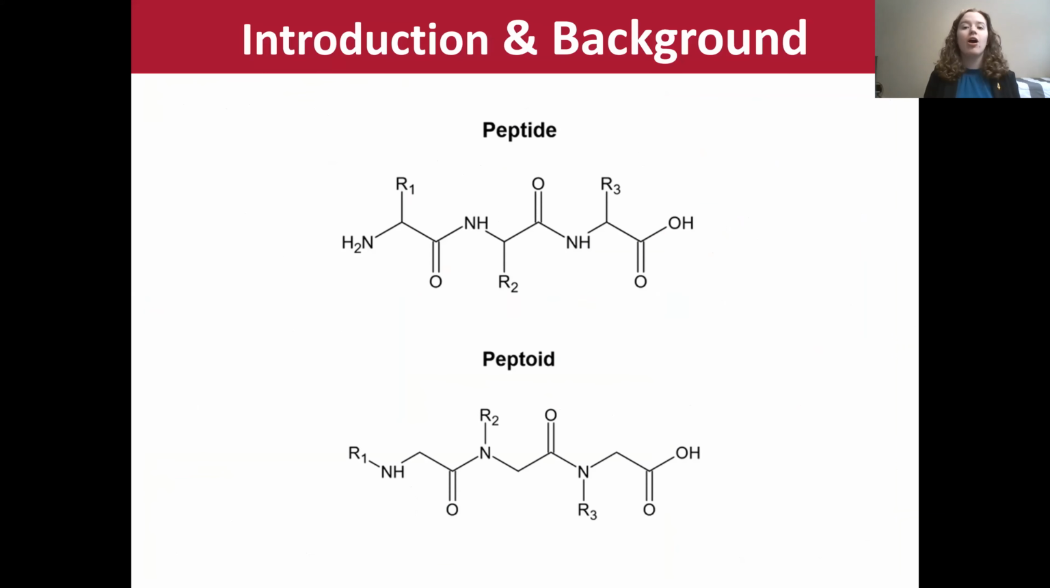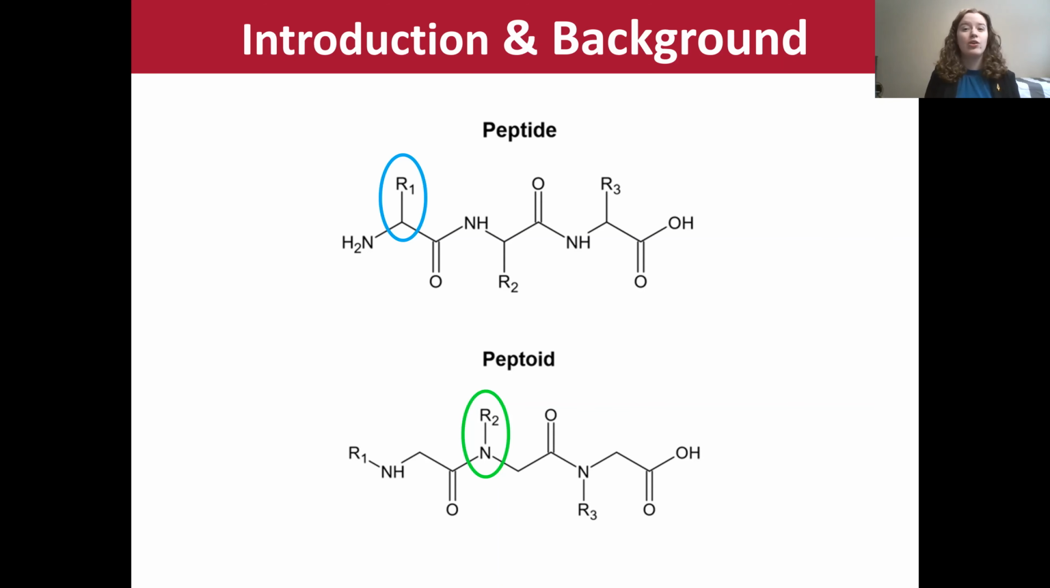So peptoids are poly-N-substituted glycines, which is basically just saying that they're kind of like synthetic peptides with a few modifications. Because peptoids have their side chains on the backbone nitrogens instead of the carbons, they're not able to be degraded by proteolytic enzymes that can break down peptides, which becomes important when working with biological samples.